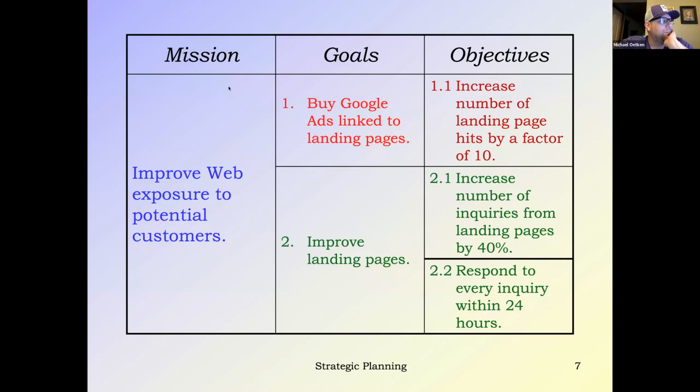Another goal, improve the landing pages, improve the design, the content. Some objectives, again, these are quantitative: increase the number of inquiries by 40%. So that's something that they can track, and be able to respond to those inquiries within 24 hours. Okay, so there would be a system in place to track those responses. All right.